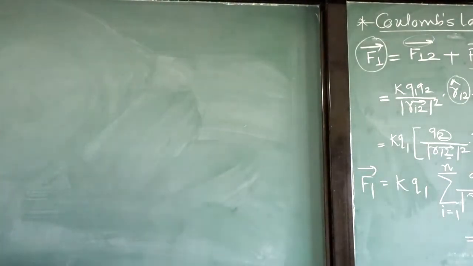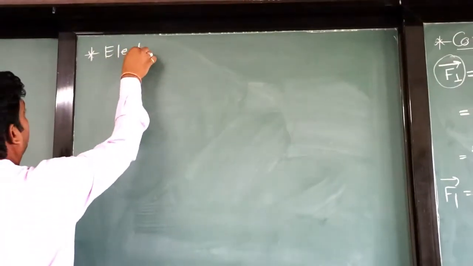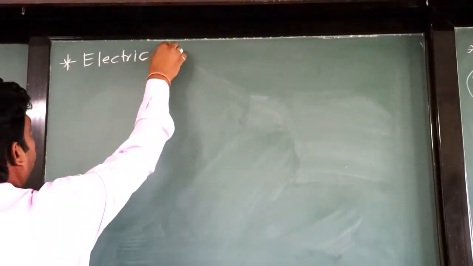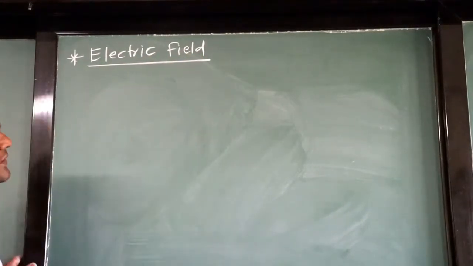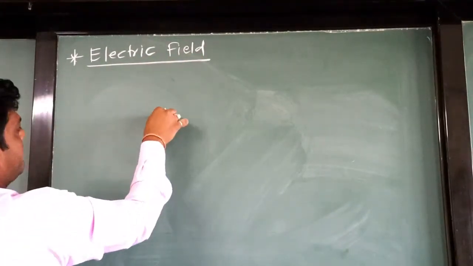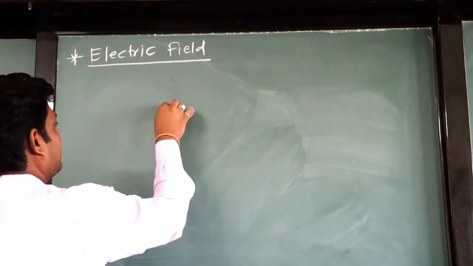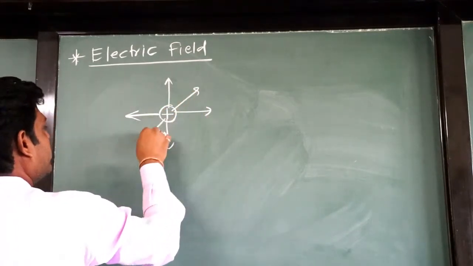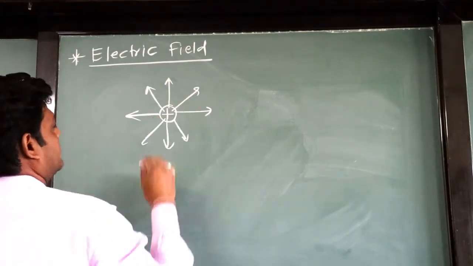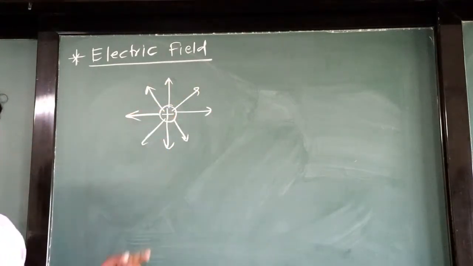Now we will see the electric field. In this topic, what we studied, suppose we are having a plus charge. Around this charge, there is a presence of force in all directions, and this force is denoted by the vector lines.